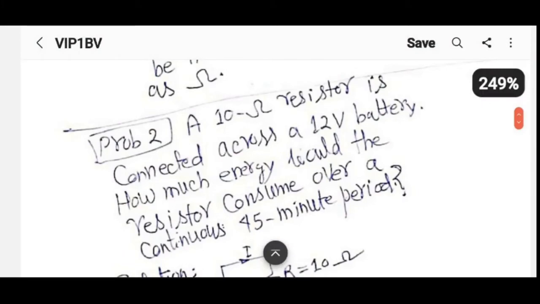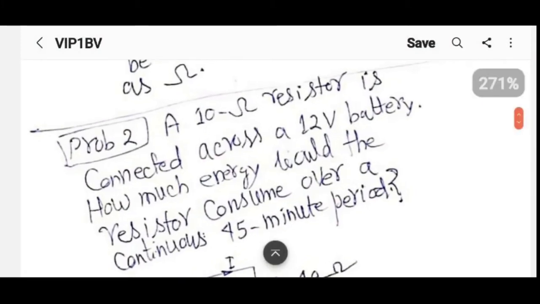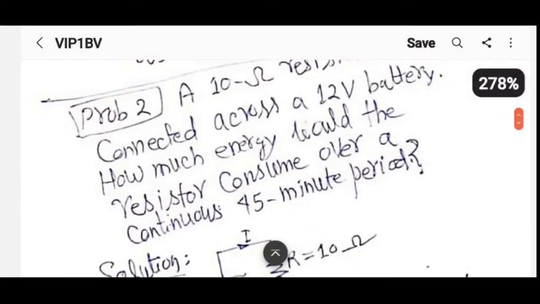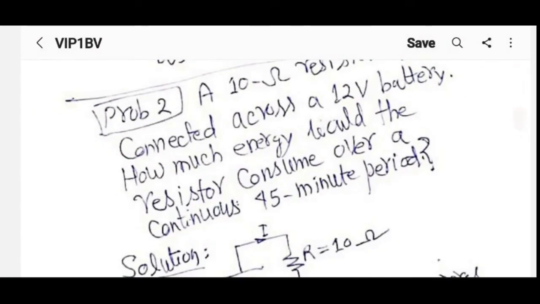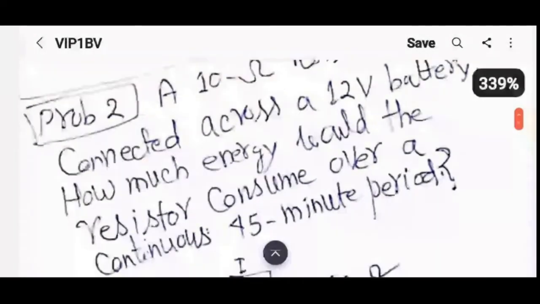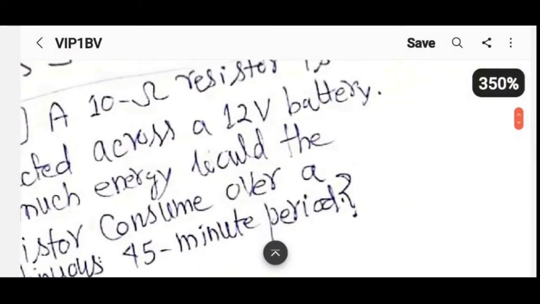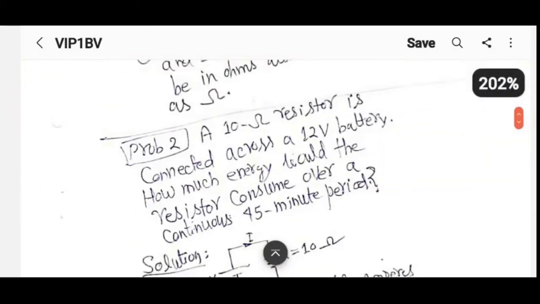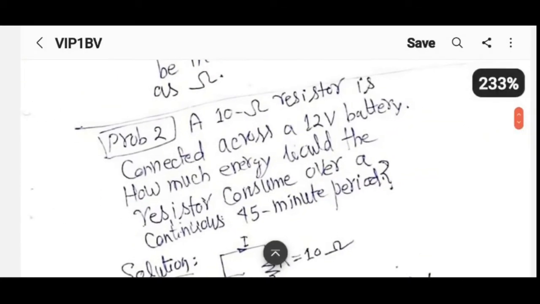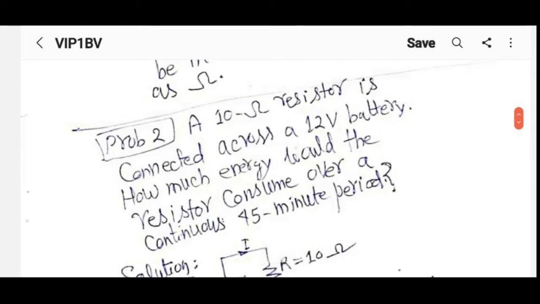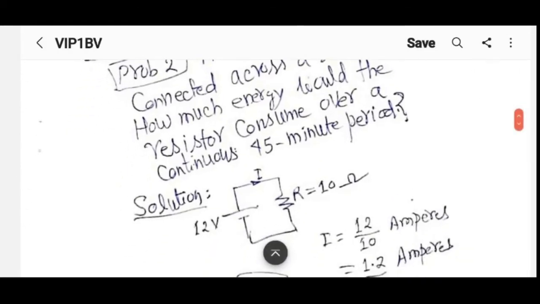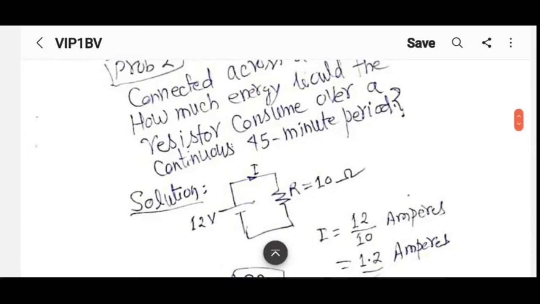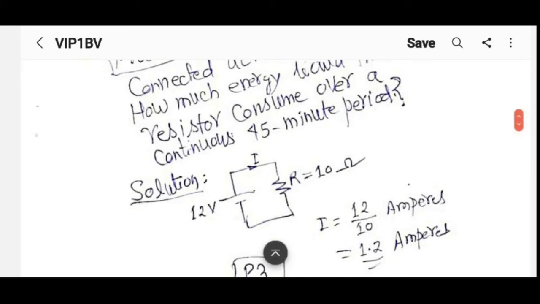So the 12-volt battery is connected to a 10 ohm resistor. Okay, so the current that would flow will be 1.2 amperes, right? How much power will be consumed? I squared R. So 12 multiplied by 1.2 will give you, I think, 14.4 watts.